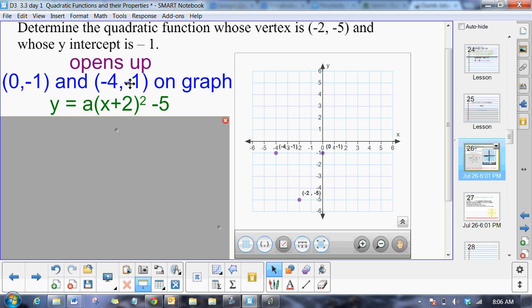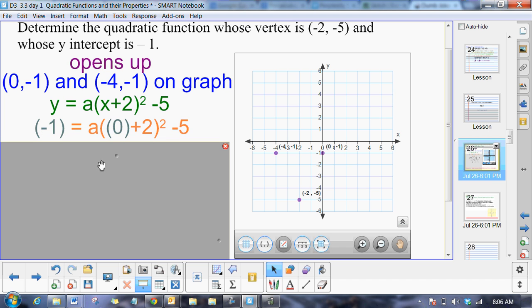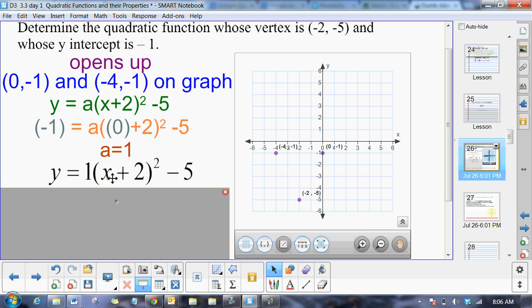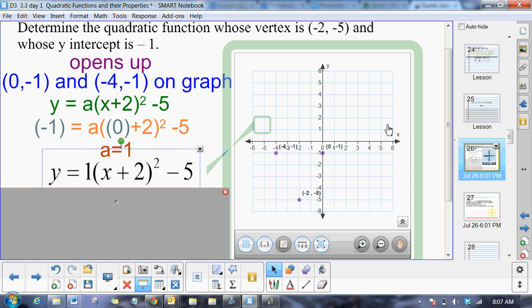We know that this is the vertex (-2, -5), so we're just going to put that in the vertex form. I just put in one of these points in here and solve for a. A turned out to be 1, and there we go. Let's check it out. This graph does check out to be the correct graph.